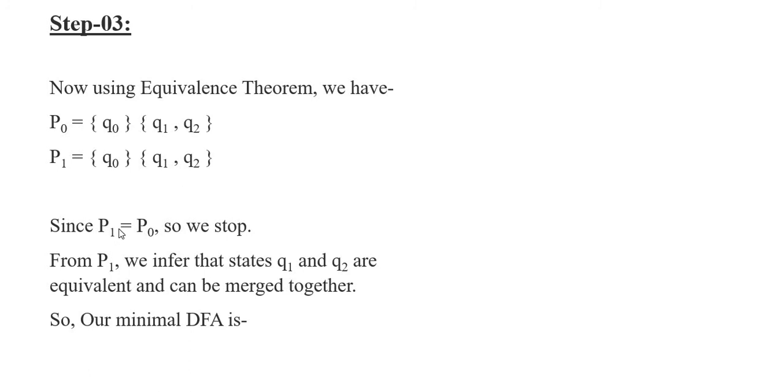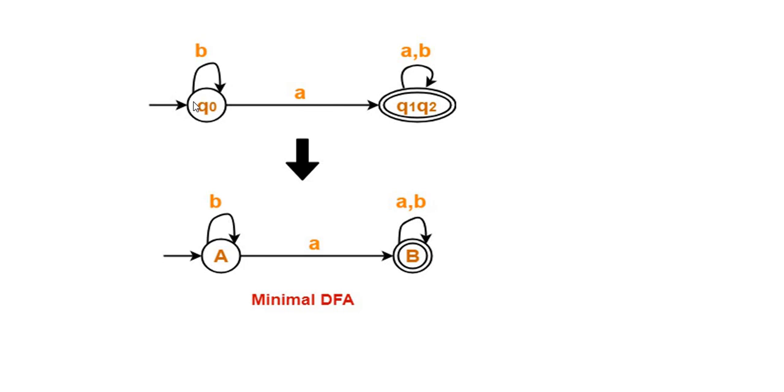Since P1 is equal to P0, we stop. From P1 we infer that states Q1 and Q2 are equivalent and can be merged together. So our minimal DFA is Q0, and Q1 comma Q2, which is your final state.